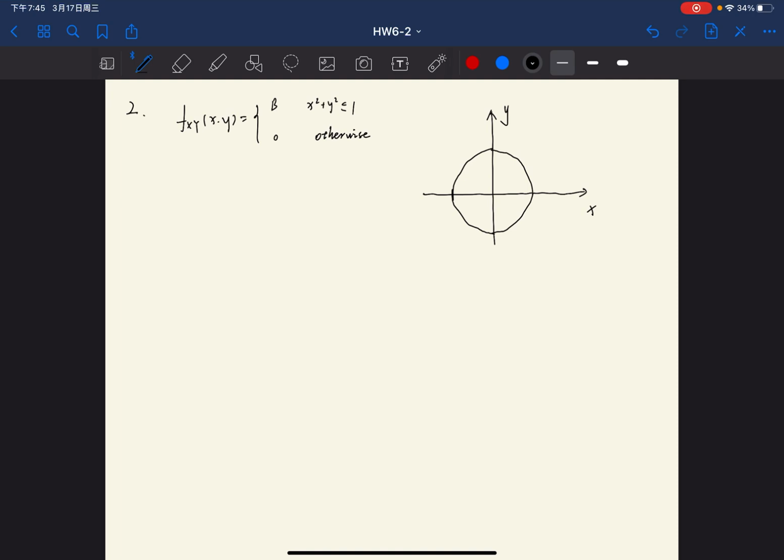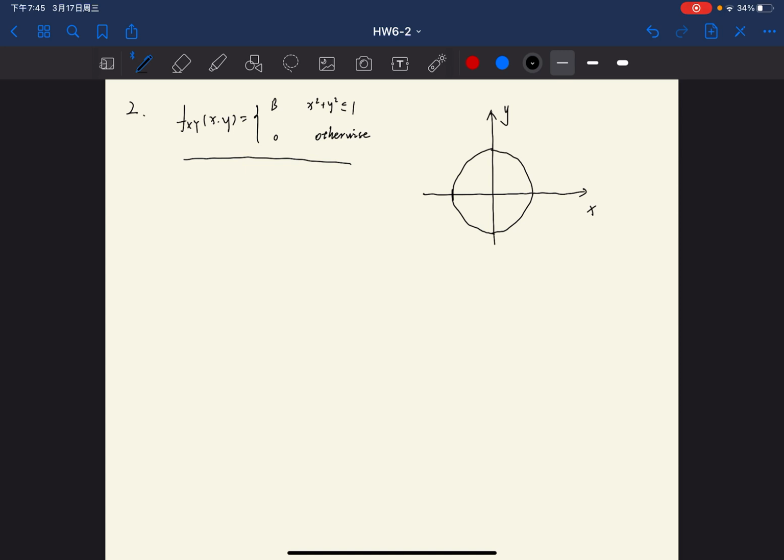In this question, we know that the joint probability density function of x, y equals to this, and when x to the power of 2 plus y to the power of 2 is smaller or equal to 1, the probability density function is equal to b, and otherwise equals to 0.